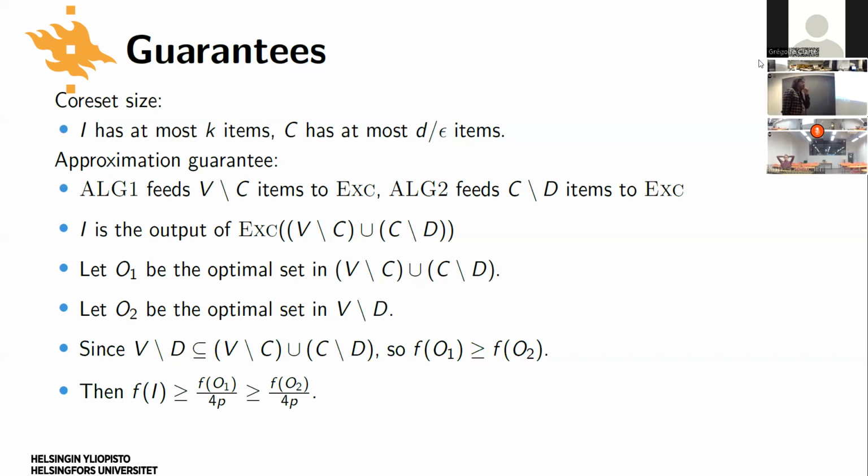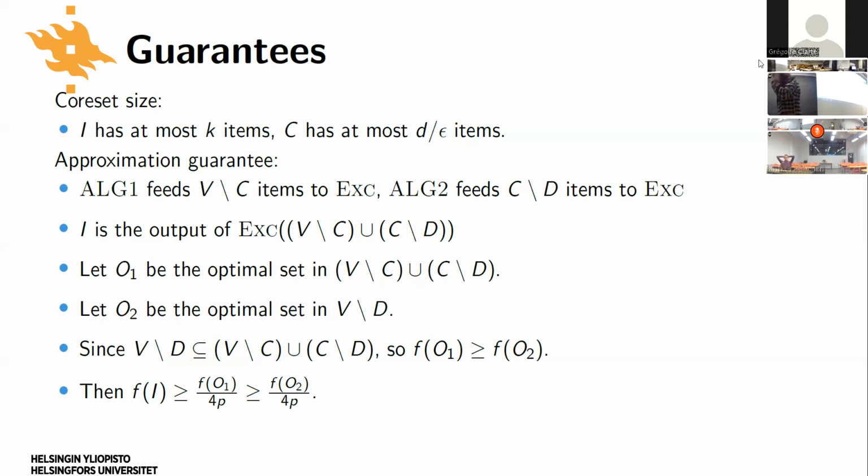And in addition, we can see that Fi is larger than FO1 divided by 4p, which was the first approximation ratio we got from this first streaming algorithm. And because of this, we get FO2 is smaller than FO1, so we get this inequality as well.